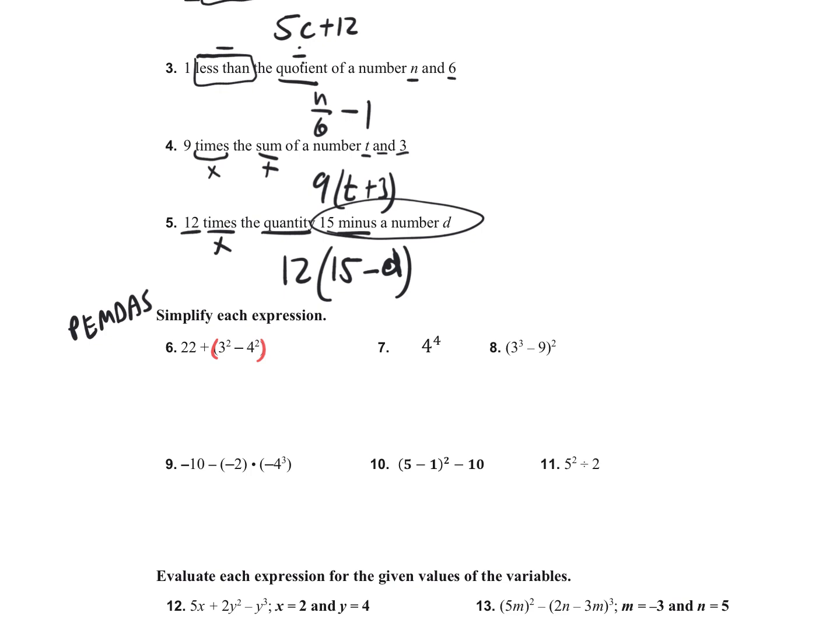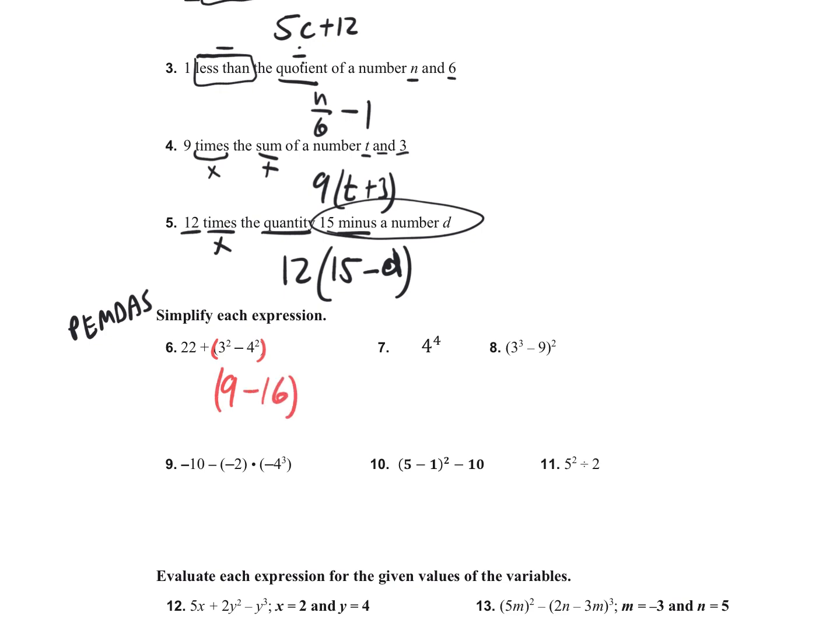So this is going to be 3 squared. Remember, this means 3 times 3. It doesn't mean 3 times 2, so you can't say 3 squared is 6. It's going to be 3 times 3, which is 9, minus 4 squared. 4 squared, again, is not 4 times 2, so it's not 8. It's going to be 16, 4 times 4.